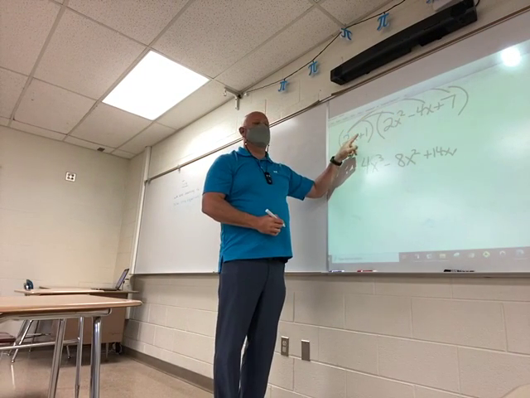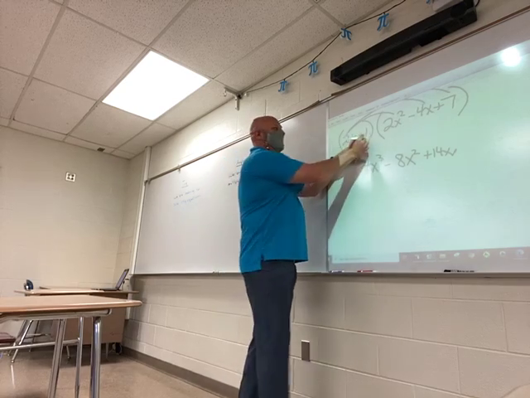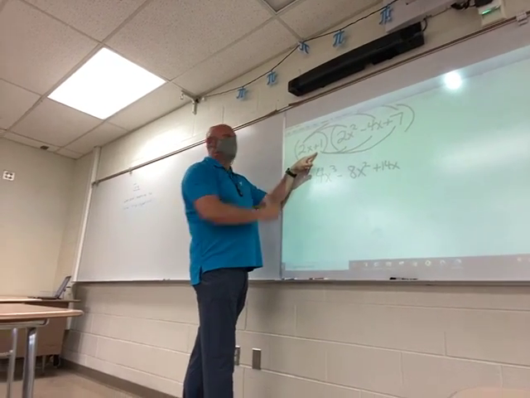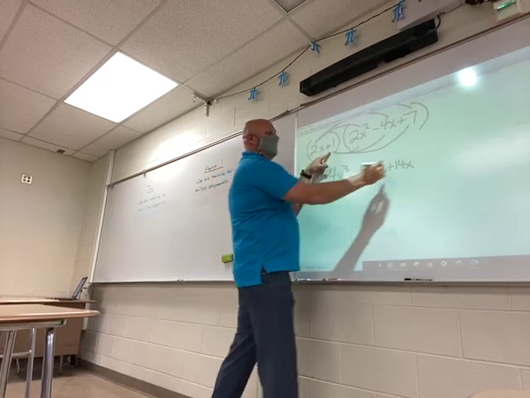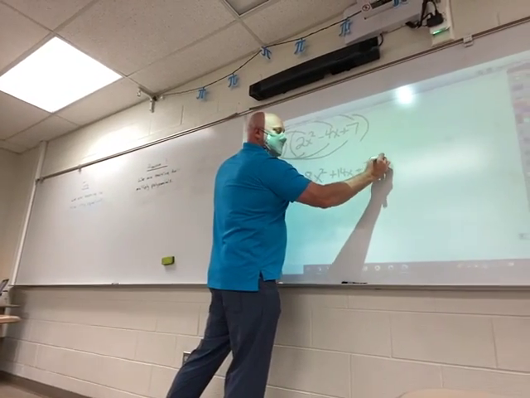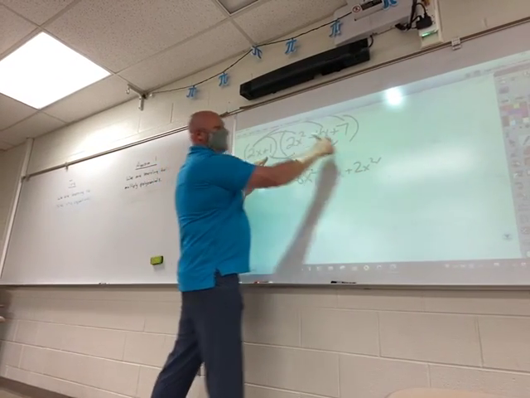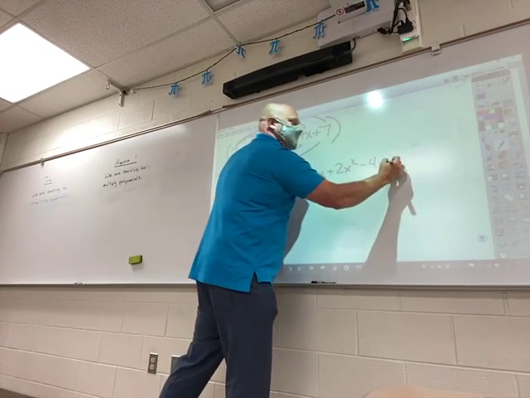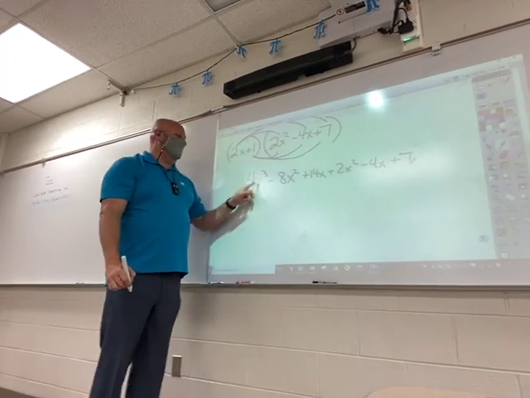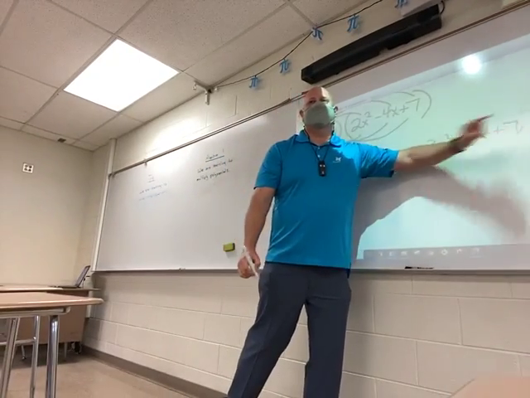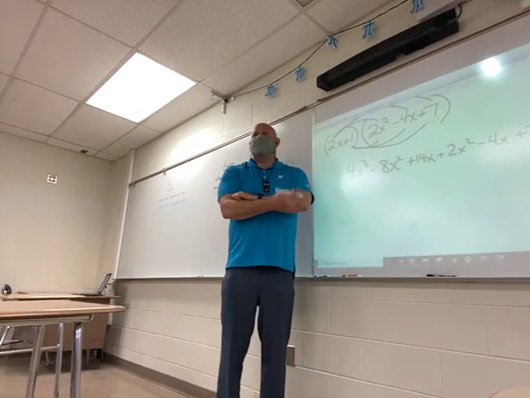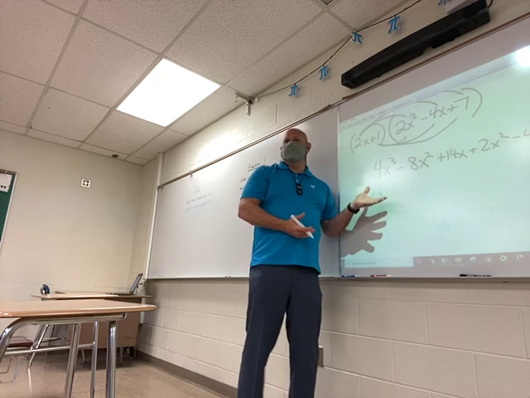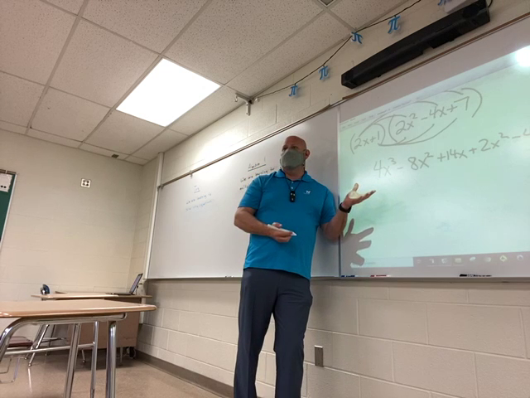Now I have to take the 1 and distribute that all the way through. So the 1 times the 2x squared is going to be just 2x squared. The 1 times the negative 4x would be negative 4x. And the 1 times the 7 is a 7. So yeah, 1, 2, 3, 4, 5, 6 terms. Now, I'm not going to end with 6 terms because are there some like terms here that I can combine?